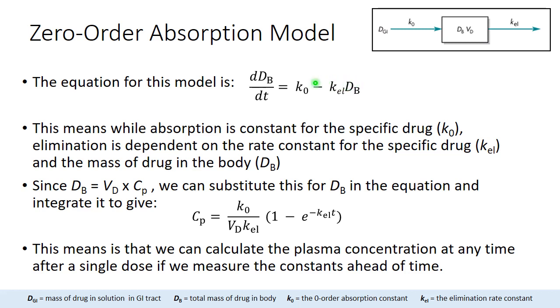Whereas for K0, which is the absorption constant, notice we don't have the drug in the GI tract here. Even though we're talking about absorption, we don't have to incorporate that because this is constant. It's not affected, right? We're not influencing absorption rate by the concentration of the drug in the GI tract, because it's a zero order absorption process.